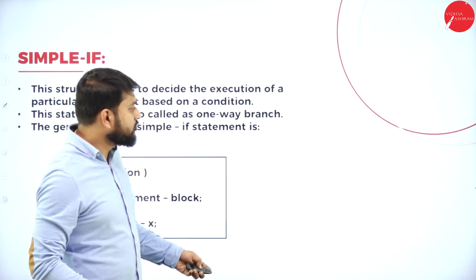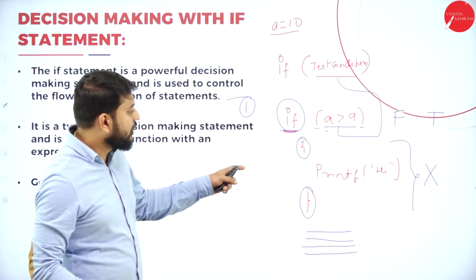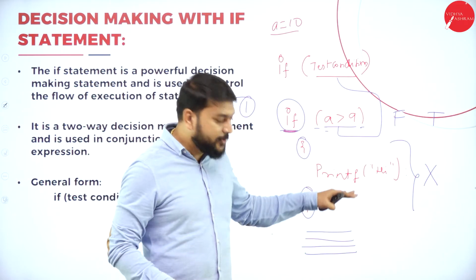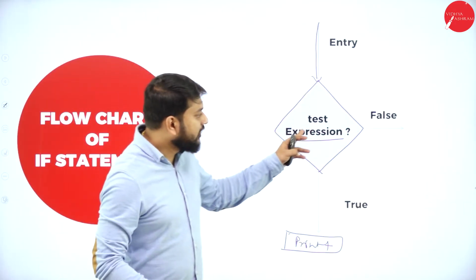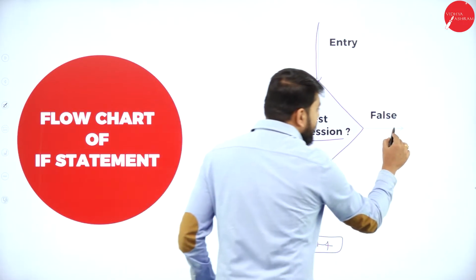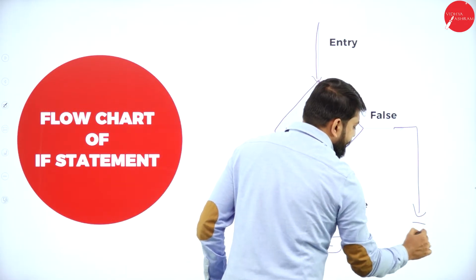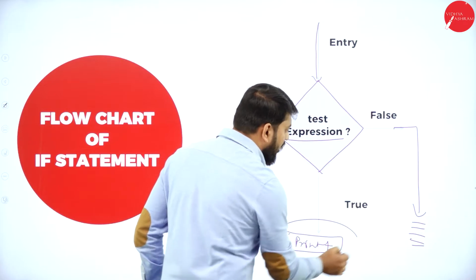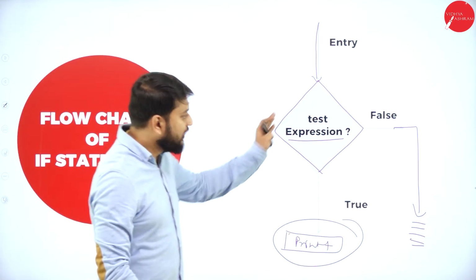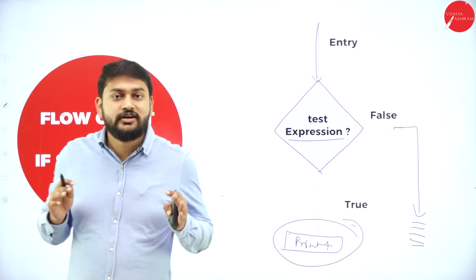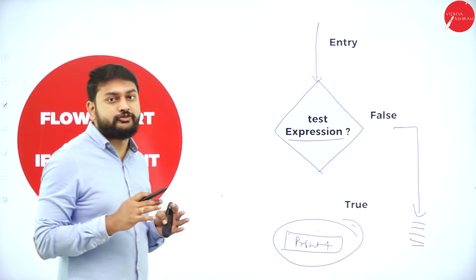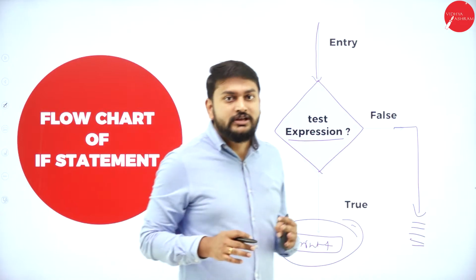Suppose if the condition is false, it will skip this and start executing this statement. In the same way, if the condition is false, it will start executing some other statements. It will skip this one. It will not come to this part at all. It will directly go to some other statement and start executing. So this is the flow chart for simple if.